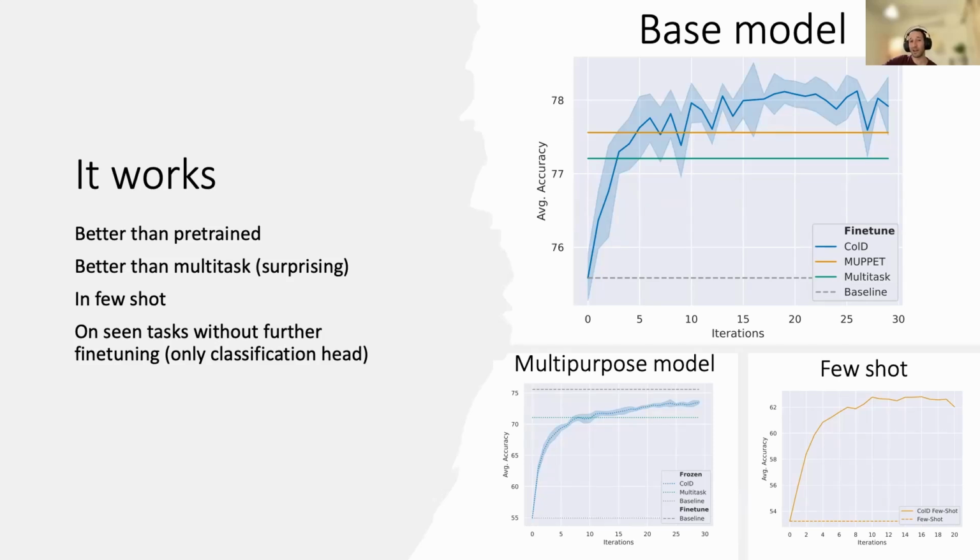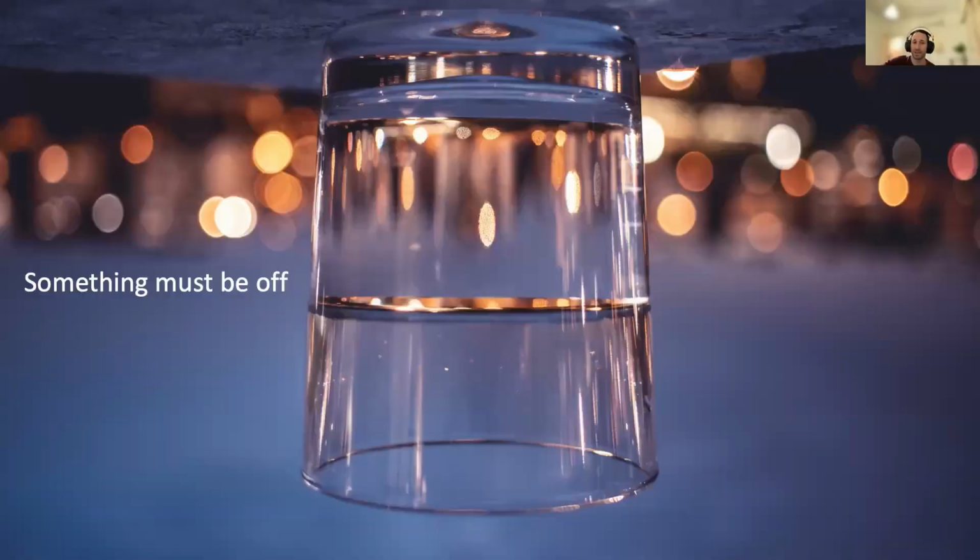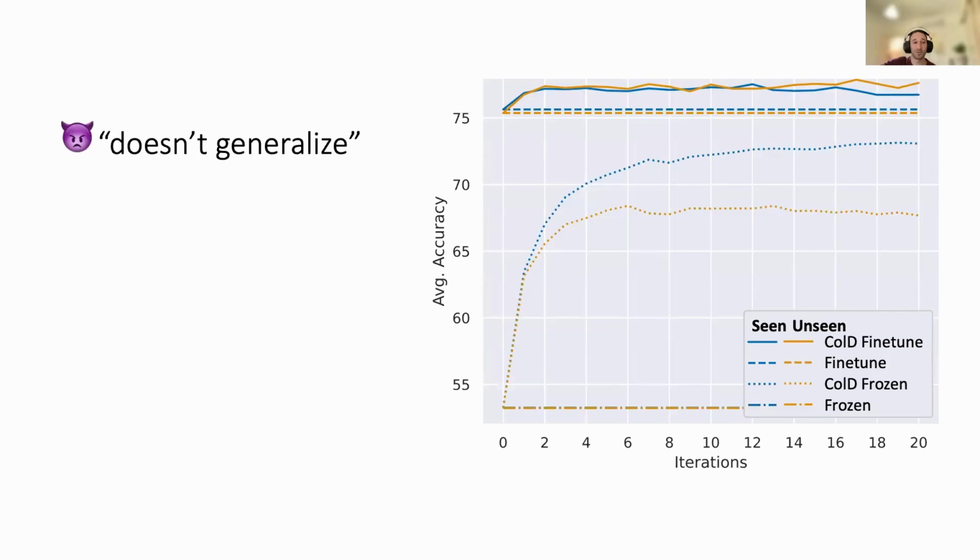Because it was a bit better than we expected, someone adversarial like me would say something must be off. We have to make sure that we're not cheating in some way that we don't understand. So I really try to look at the empty half of the glass, but it apparently is not that easy. So I could have asked whether it doesn't generalize.